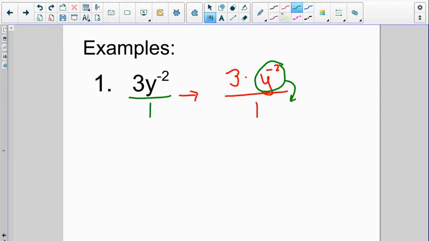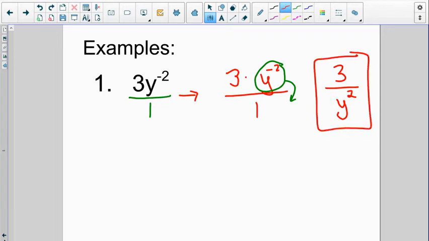So this is going to end up becoming, let's see, the 3 is going to stay in the numerator, and then the y to the negative second power, we move to the denominator, and we make the exponent positive. And you might be wondering, well, where'd that 1 go? And it's there, 1 times y squared, but remember, anything times 1 is itself, so we really don't even need that 1 there. So to simplify, it would be 3 over y to the negative second power.